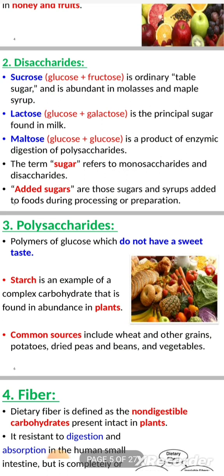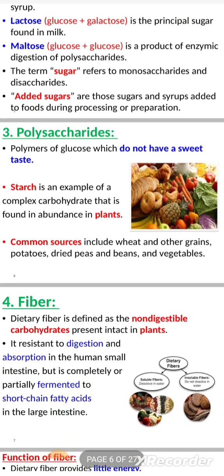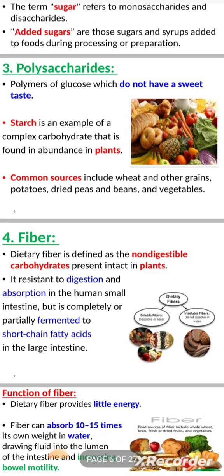Common sources of starch include wheat and grain, potato, dried beans, and vegetables. Starch is a polysaccharide that is abundant in plant origin. The next type is fibers. Dietary fiber is defined as non-digestible carbohydrate present intact in plants, like cellulose, for example. It is resistant to digestion and absorption in the human small intestine, but completely or partially fermented in the colon and large intestine, producing short-chain fatty acids.